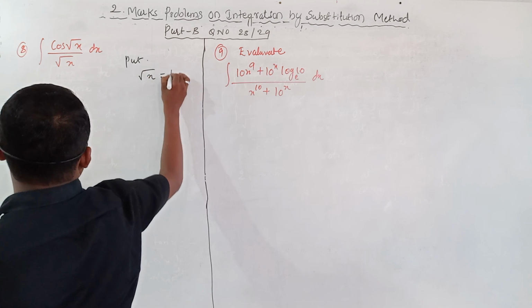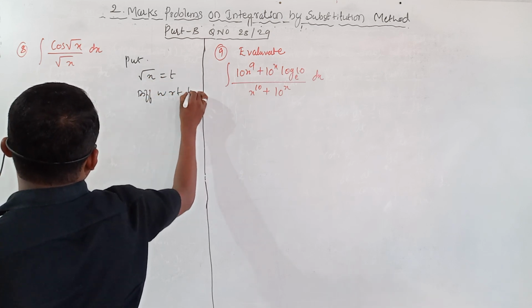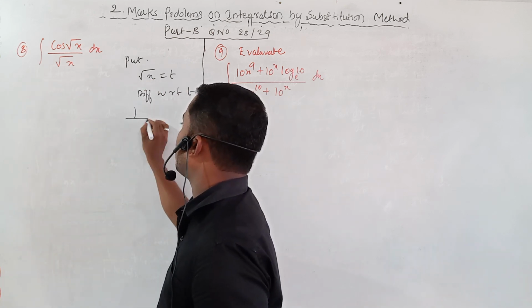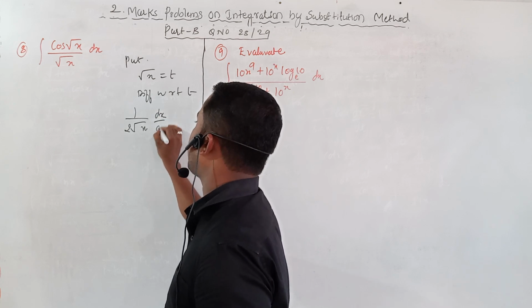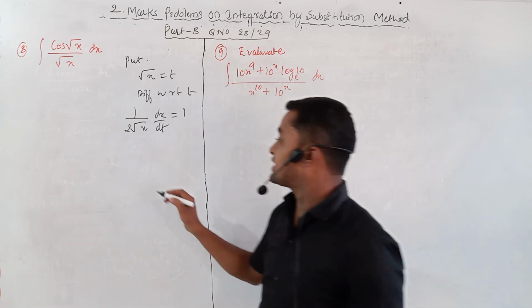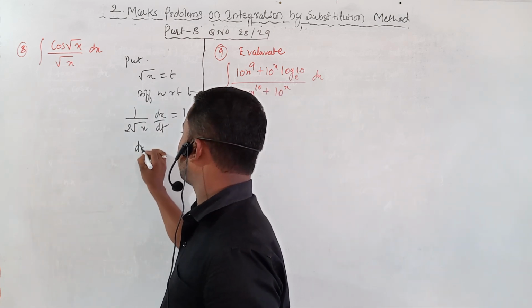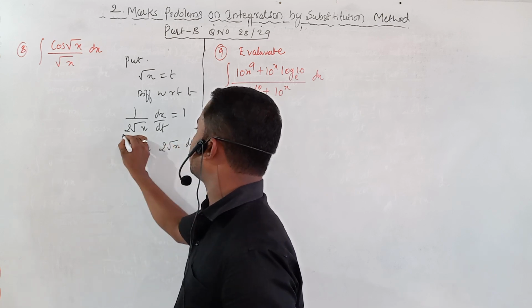Root x is equal to t. Differentiate with respect to t. Derivative of root x is 1 by 2 root x, times the derivative of x with respect to t, dx by dt. Derivative of t with respect to t is 1. Then dx is equal to 2 root x dt, after cross multiplying.